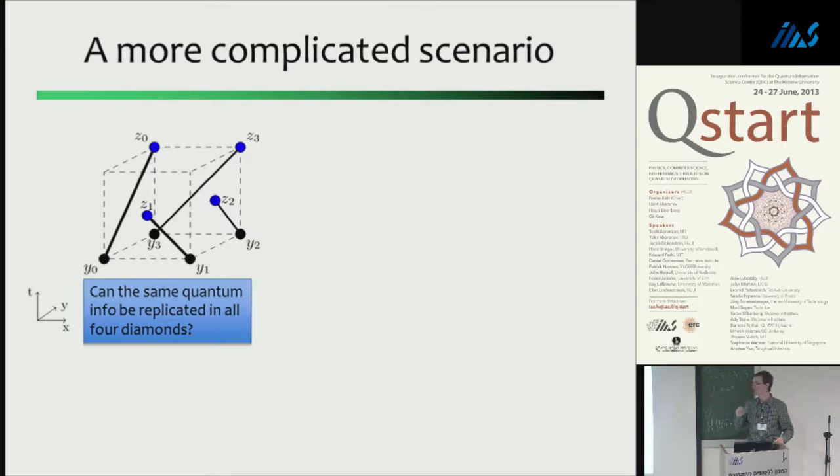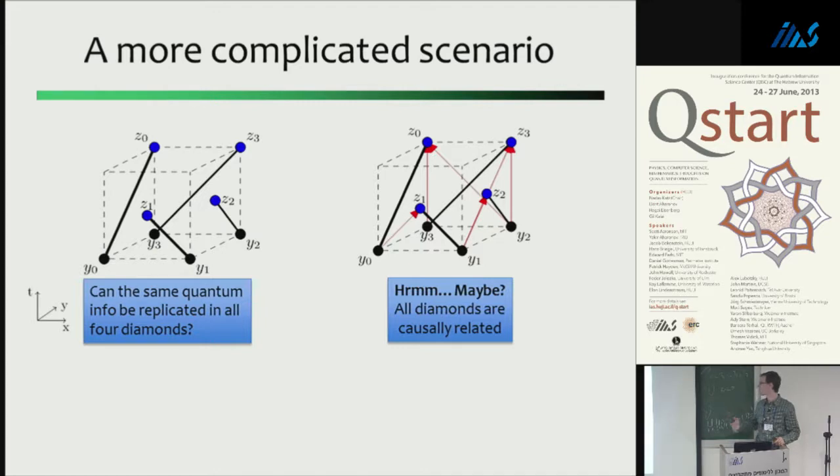We just think about what we actually do understand, which is pairs of diamonds. With pairs of diamonds, if they are not causally related, we know that replicating the information would amount to a violation of the no-cloning theorem. So we can just check each and every pair of these diamonds for whether they're causally related. And unfortunately, or fortunately, it turns out that they are. And so the very naive check, which is just to think of the problem pairwise, doesn't exclude the possibility of replicating the quantum information in this case.